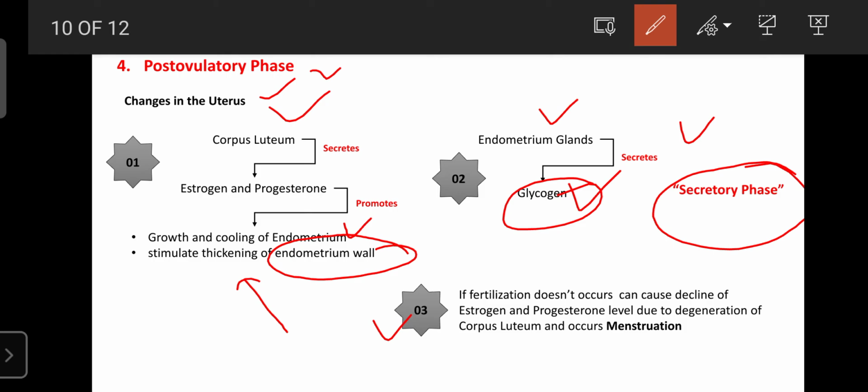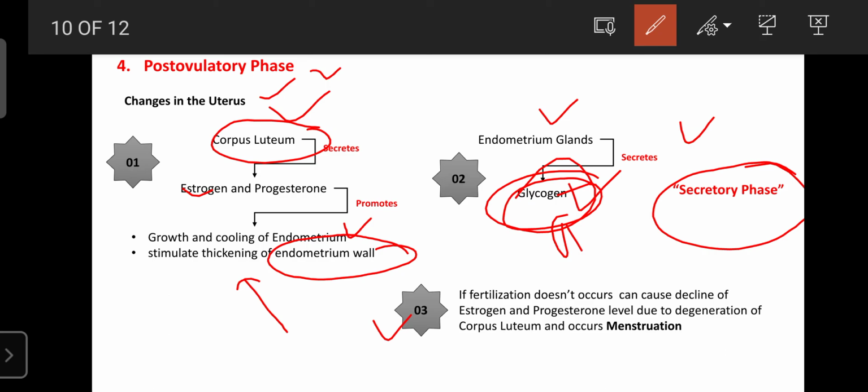Okay, then the third event: if fertilization occurs, then there are no problems. Then further the corpus luteum's secretory function is maintained, continuing to be involved in secreting estrogen and progesterone, which is helpful for development of the womb, and it can supply continuous ATP. So this is the reason that only during pregnancy the female may suffer from diabetes mellitus, or hyperglycemia, known as gestational diabetes mellitus.